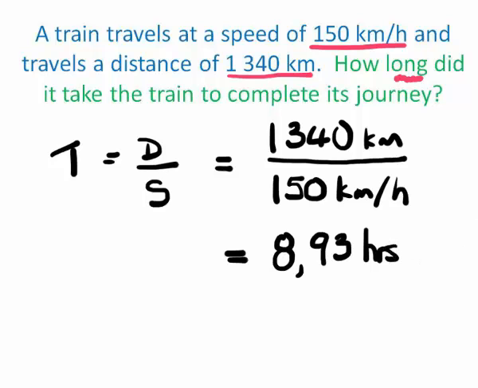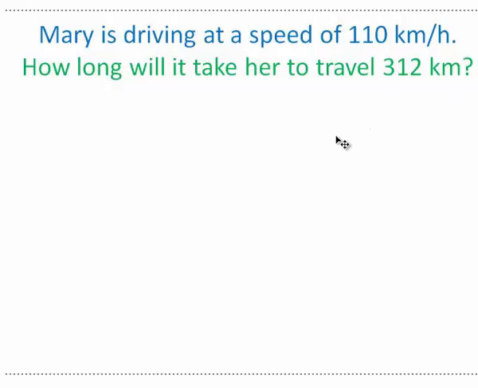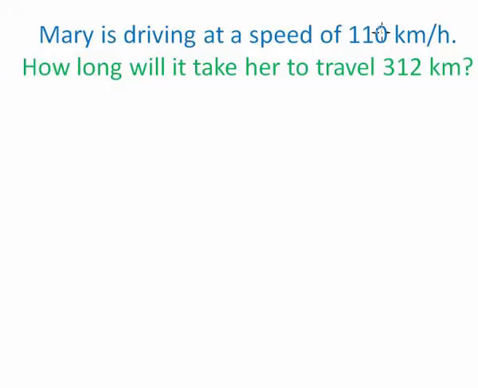Okay, let's have a look at another example. Now this example says that Mary is driving at a speed of 110 kilometers per hour. Okay, so let's have a look at our important information. If you've got a highlighter, then highlight it, good idea. So there you've got 110 kilometers per hour, and that is the speed. How long will it take her to travel 312 kilometers? Okay, so how long? It's again another time question.